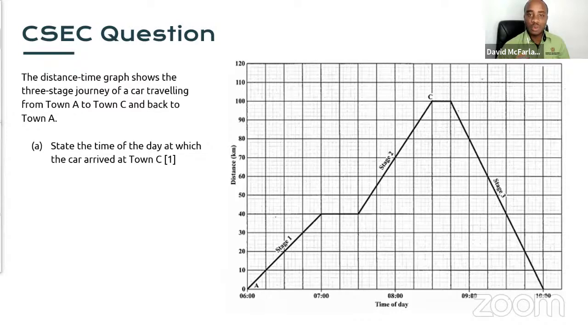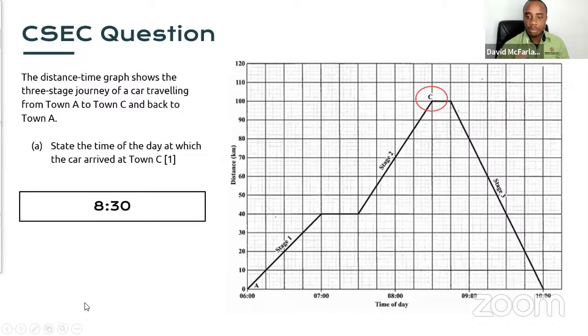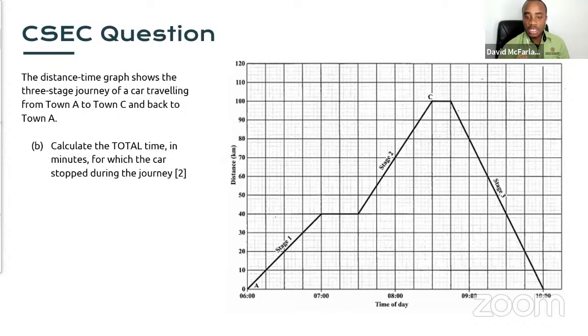So, Brissett, you just have to be a little careful when you look here and notice the increment. This time would be 8:15, and then this one would be 8:30. All right? So that's the time of day the car arrived at Town C. Now, how about the second one? Calculate the total time in minutes for which the car stopped during the journey. Who can tell me that in the chat? What was the total time for which the car stopped during the journey?